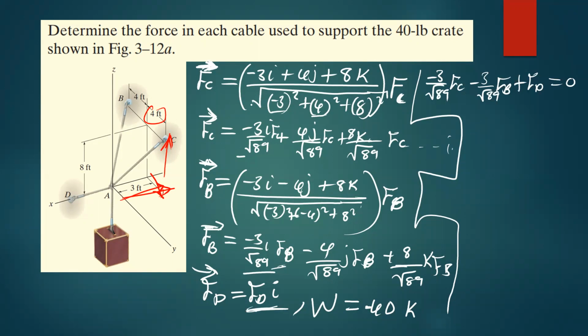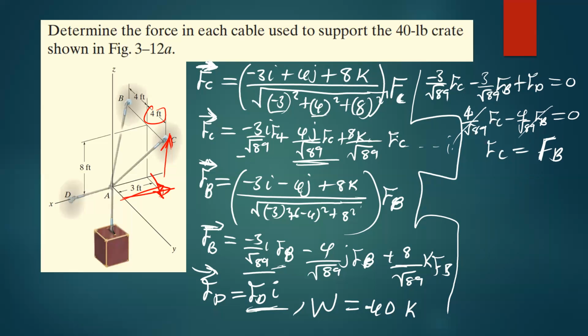The second equation will be formed from getting the y components. So we have 4 over the root of 89 FC, then you also have negative 4 over the root of 89 FB. We don't have anything in the y on this side, so we just say this is equal to 0. So this and that can cancel, so we know FC is equal to FB.